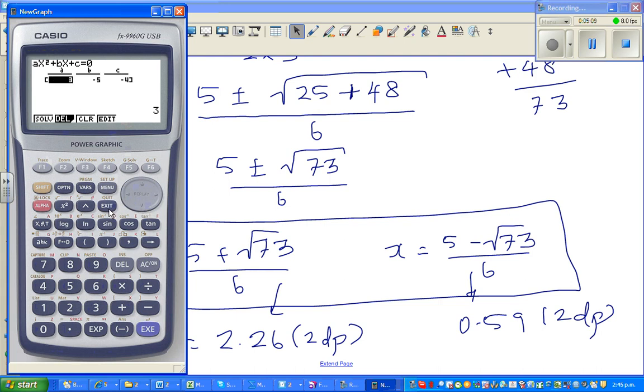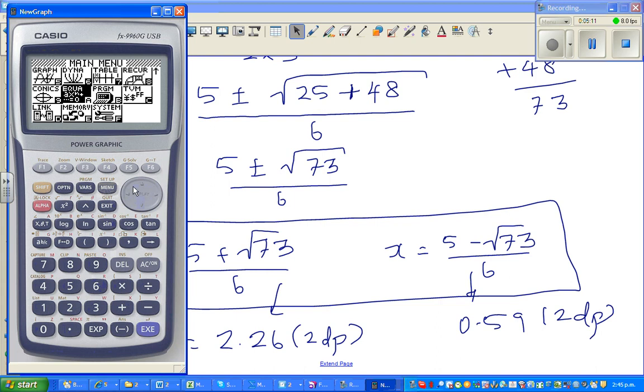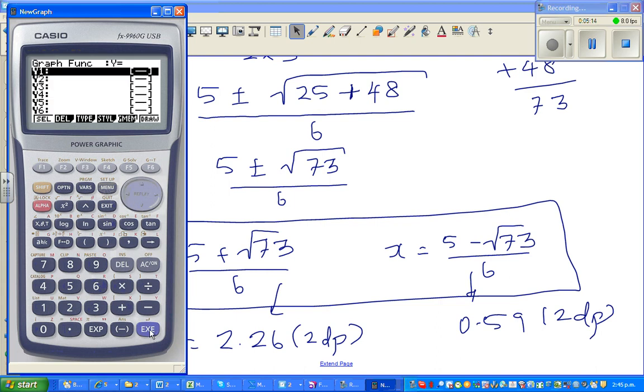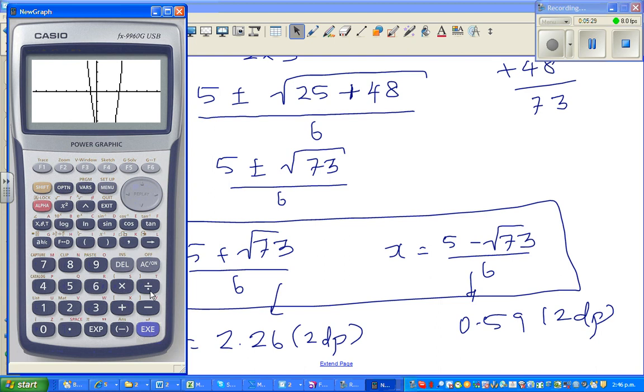Now what does this mean graphically? If you go to graph and type in this equation, that was 3x squared minus 5x minus 4. Okay, so let us graph it. So these are the roots. Okay, this and this are the roots. So you go G-solve and root. So this is your negative root, negative 0.59. And if you press this, you get 2.26.